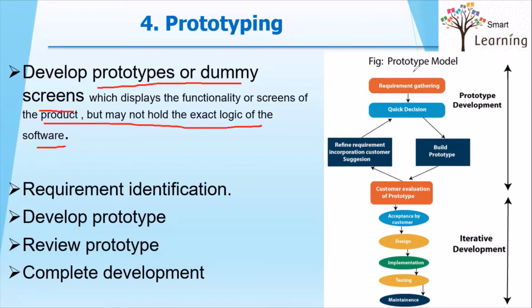You can see in the diagram also, there's a requirement gathering phase, and a quick decision is there. You build a prototype, and you get it evaluated. If it is not correct or requires some changes, you again go and make the changes. So this cycle continues. After that, customer evaluation of the prototype is completed. Acceptance is taken by the customer. Then design and other phases follow and you deploy the project. So it is one of the good ways which is now being entertained. It has different phases: requirement identification, develop prototype, review prototype, and then complete the development.